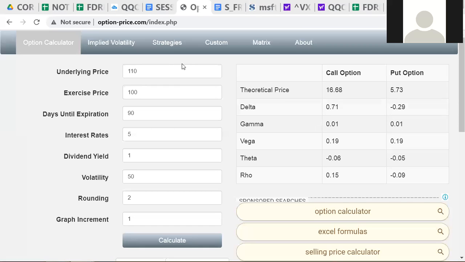Sir, if you do early, sir, 6.68 only, plus 10, 16.68. If I do early exercise, what am I doing? What is involved in doing early exercise? This option has 90 days still to go, but I'm impatient. Yes, I want to do early exercise.